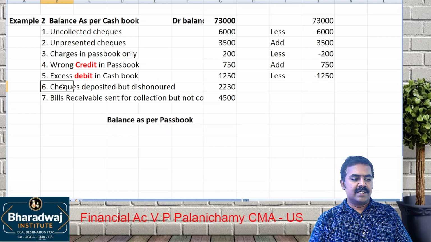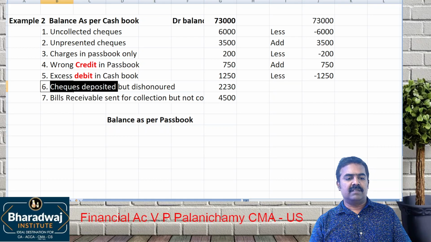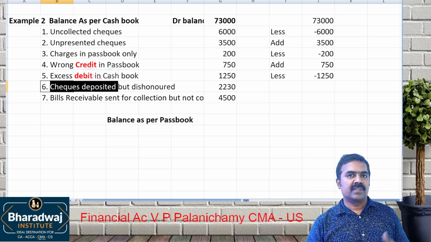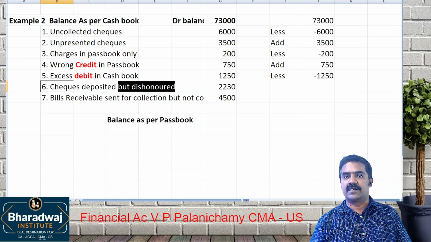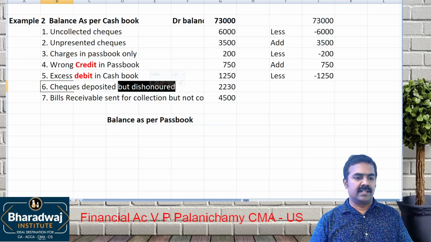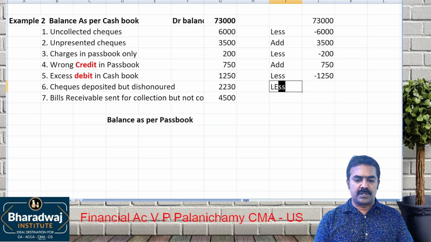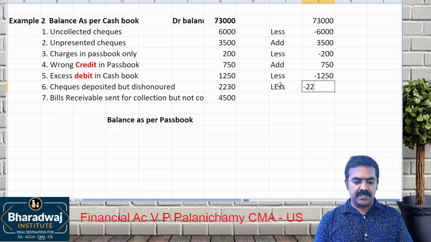Then checks deposited. What would we have done while depositing? We would have added it. Has the banker added? No, it is dishonored. Dishonored means not collected, so the banker has not added. So what to do? Less 2,230.